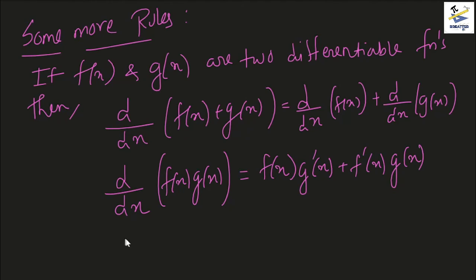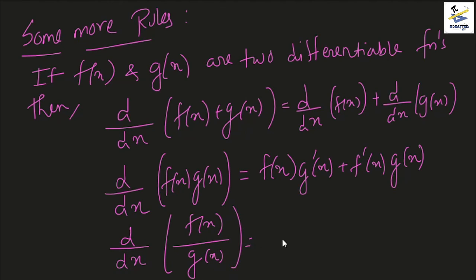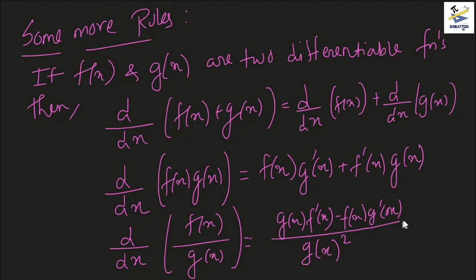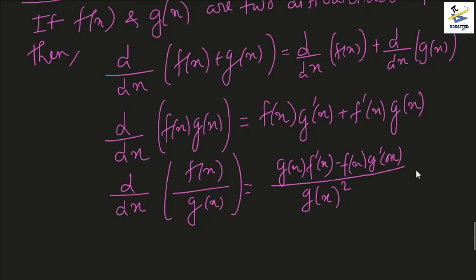And finally, if you are given two functions in the form of division like this, then the answer is simply g of x whole squared, g of x into f dash of x minus f of x into g dash of x. And obviously here g of x is not equal to 0. So these are the three rules that you need to follow when solving for derivatives.